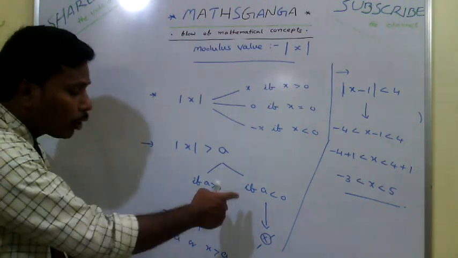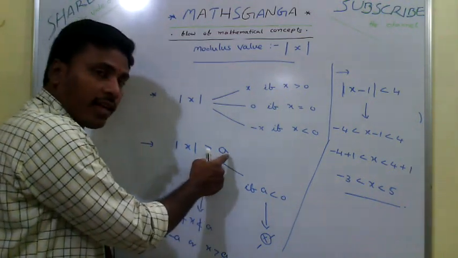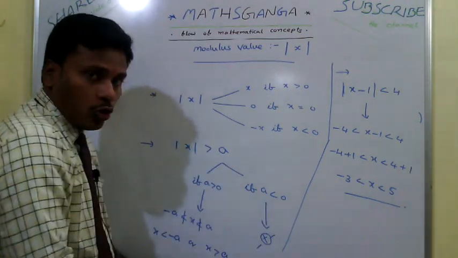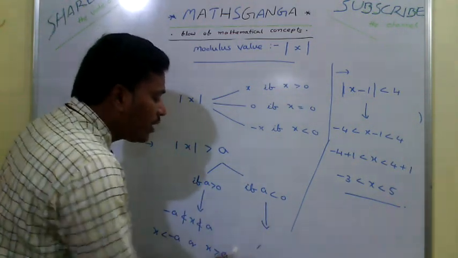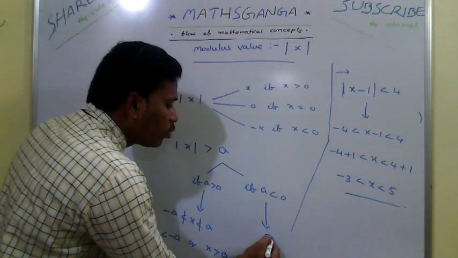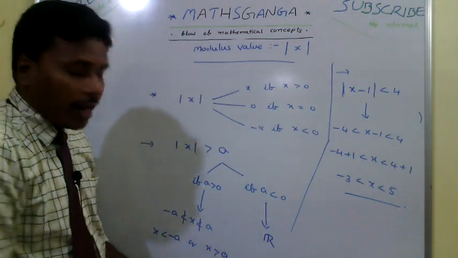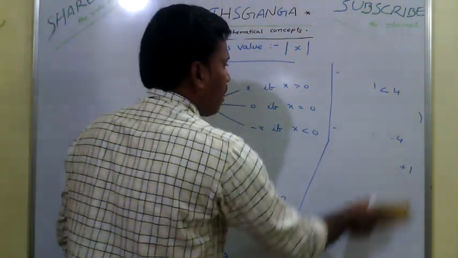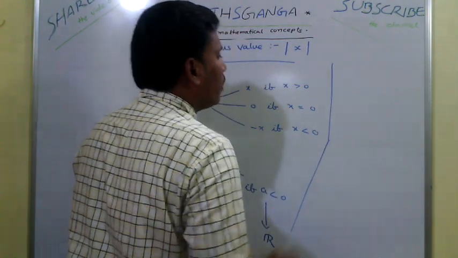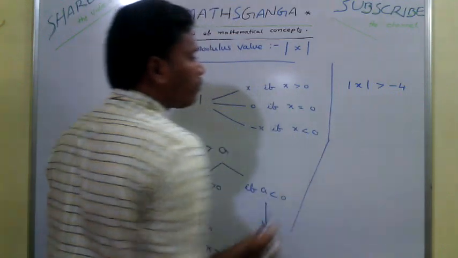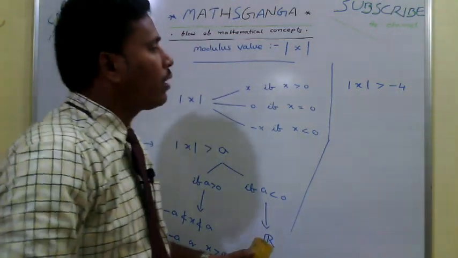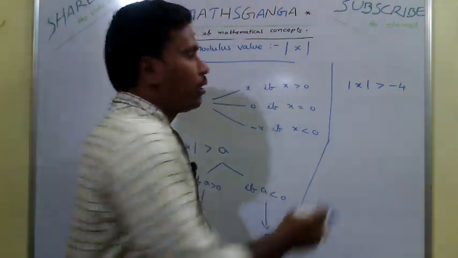Coming to this case, mod x greater than a, if a is less than 0, that means if a is a negative value, then every real number is a solution for x. Let us discuss this with some examples. For example, if anybody asks mod x greater than minus 4, we need to calculate the solution.